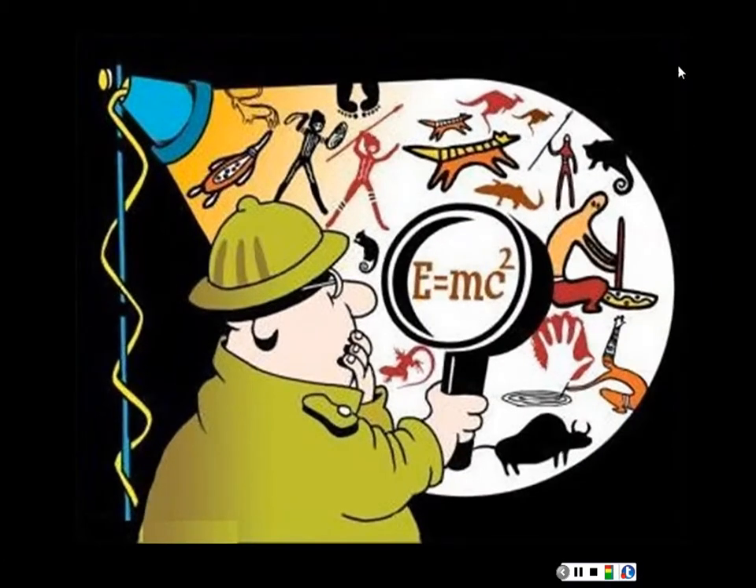So Einstein was pretty brilliant, but maybe other people thought of this earlier, because if you look at hieroglyphics and pictures, you might find E equals mc squared on the cave wall.